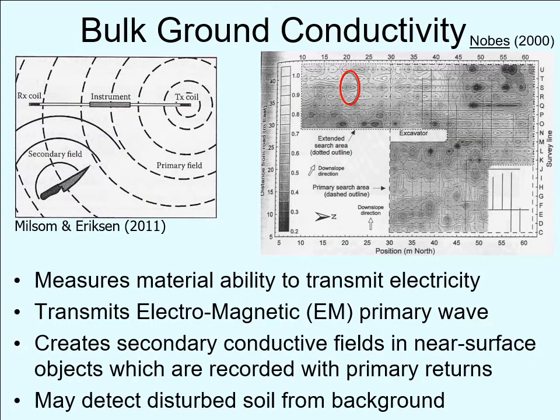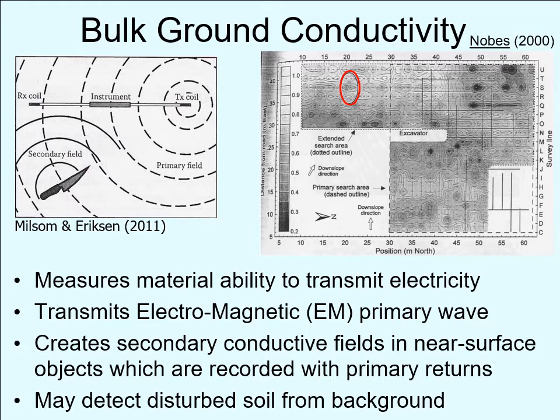Bulk ground conductivity is a commonly used first phase of geophysical investigation. It's relatively rapid. You can see here on the theory figure on the left-hand side, you're pulsing out an electromagnetic wave from a transmitter coil, and then you're receiving the remnants of that primary field, and then any secondary fields that get produced by anything local to that area, a knife in this case. That's quite useful, looking for things like undisturbed versus disturbed soil.